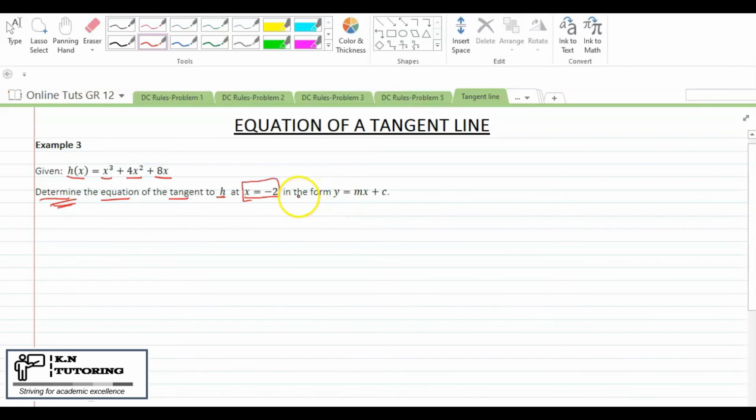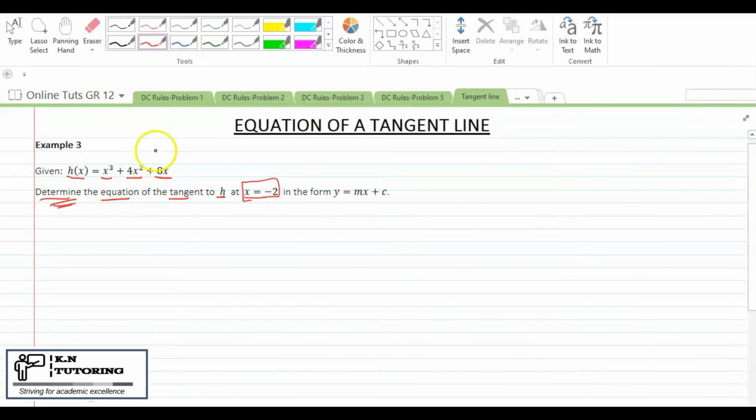You will see now this one is different to the two examples that we did before. In this example, they are giving you the x value where the gradient of a tangent line and the gradient of the curve are equal. But we still need to follow the same principles so that we can end up with the equation of a tangent, which is in the form y is equals to mx plus c.